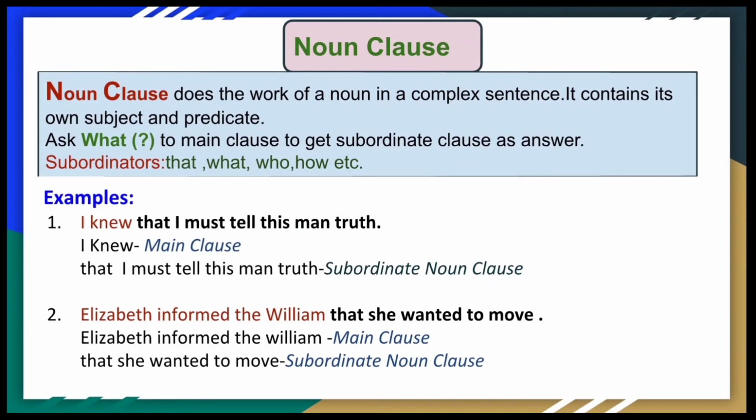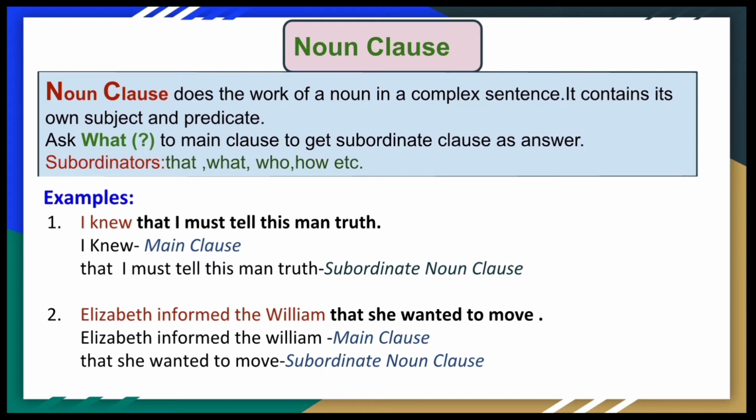Let's learn first noun clause. Noun clause does the work of a noun in a complex sentence. It contains its own subject and predicate. It asks the question what to the main clause to get the subordinate clause as the answer. We can find out the subordinators. Subordinators are one kind of conjunctions which create your subordinate clause. Generally, that, what, who, how, such kinds of subordinators we can find in noun clause.